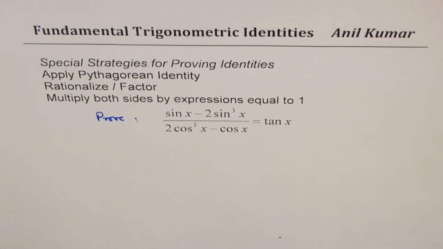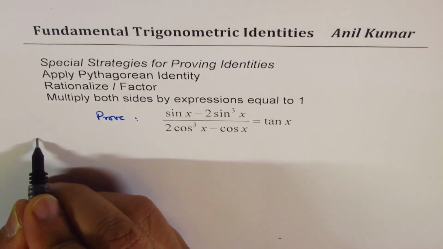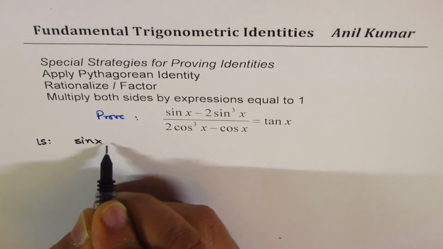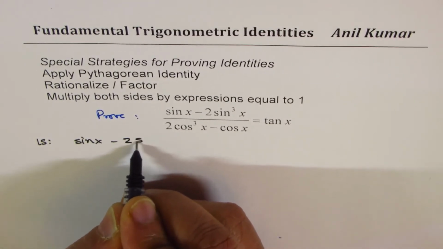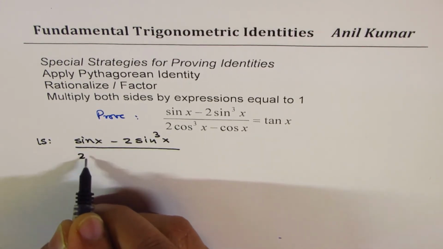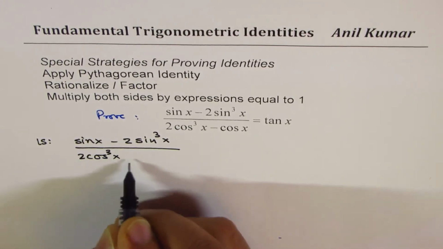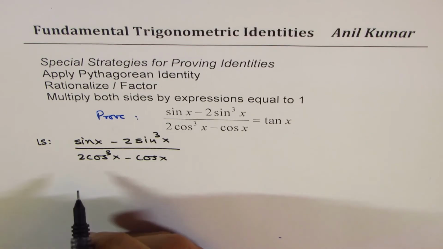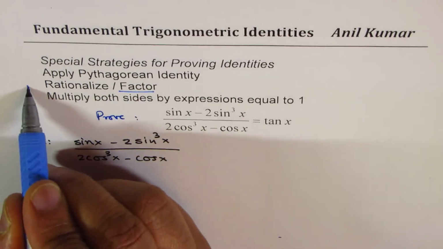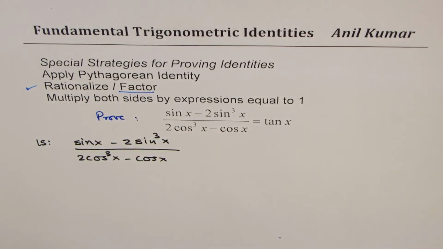So let's begin with the left side. Left side can be written as sine x, let's copy it first, 2 sine cube x over 2 cos cube x minus cos x. Now we are going to use this strategy to factor and then simplify. So we'll use this strategy, the second one this time. In the last example, we used first and third, correct?